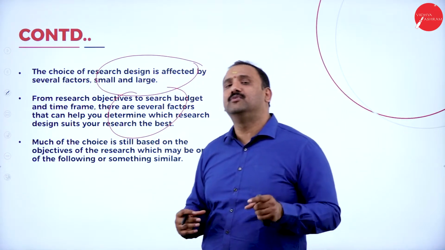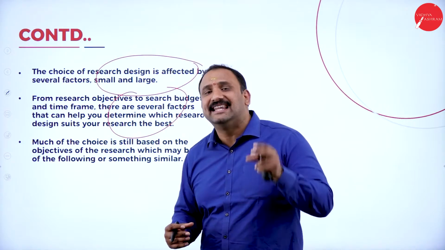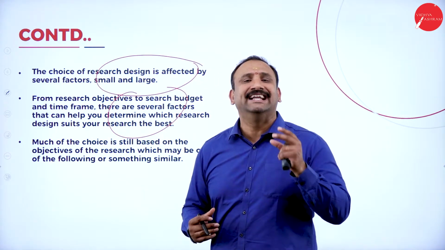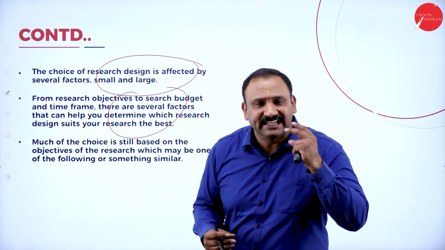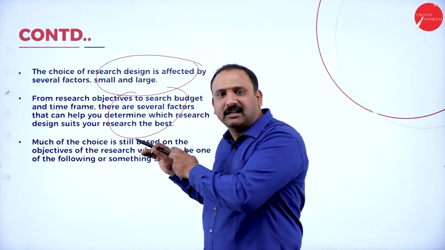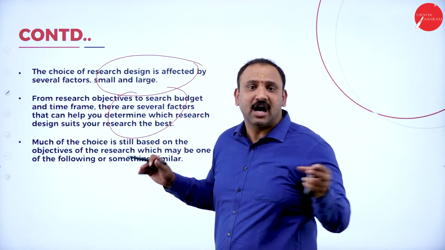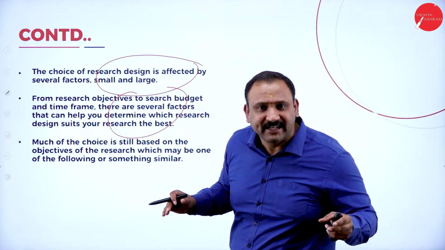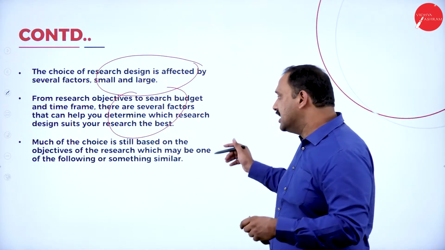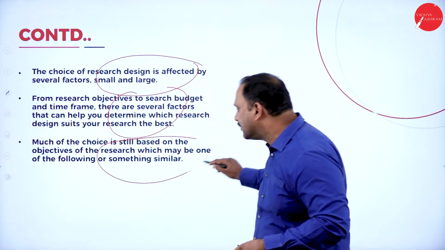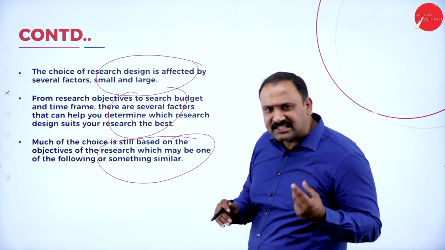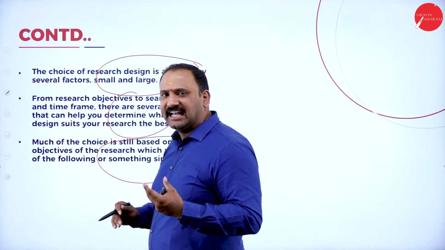So that's why I always say research is a collective process. Research is not an individual or an intellectual mind process. It's a collective exercise that makes you understand very clearly what the objectives are, and how the objectives need to be met under each and every situation. Much of the choice is still based on the objectives of the research. So as for the objective of the research, is it strong enough?